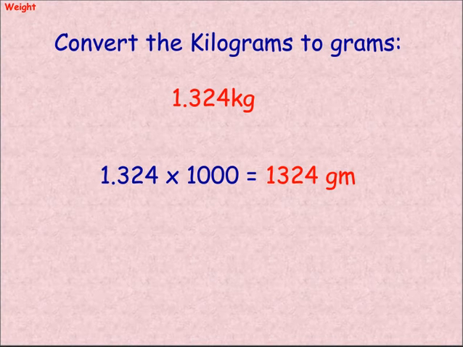Convert the kilograms to grams. 1.324 kilograms. 1.324 times 1000 equals 1324 grams.